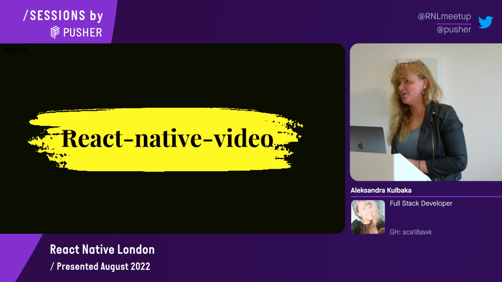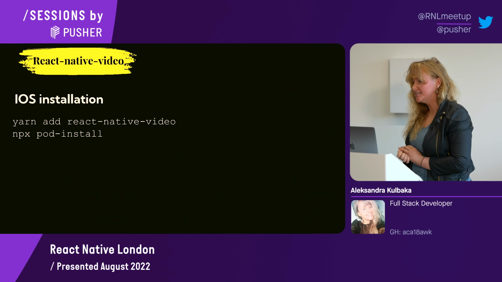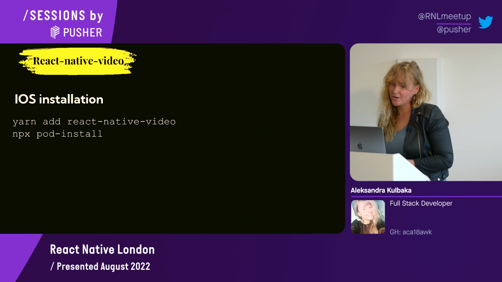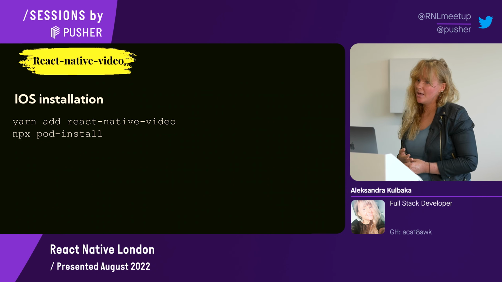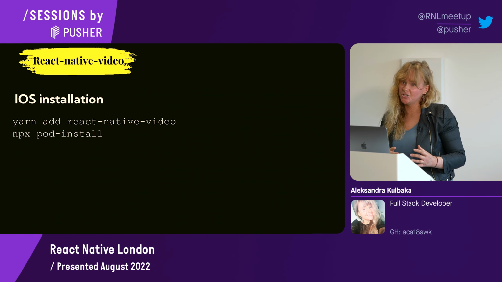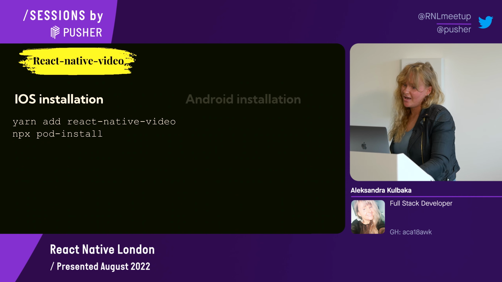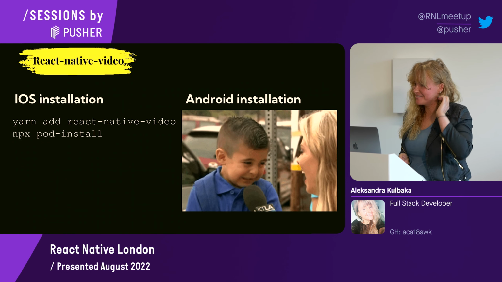I started my exploration with React Native Video. The iOS installation was really straightforward. I basically just had to install the library and reinstall the pods, and the video component was working fine. I didn't notice any issues. For Android, however, it was a completely different story.